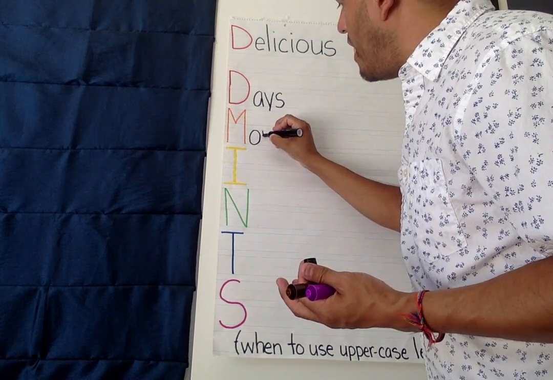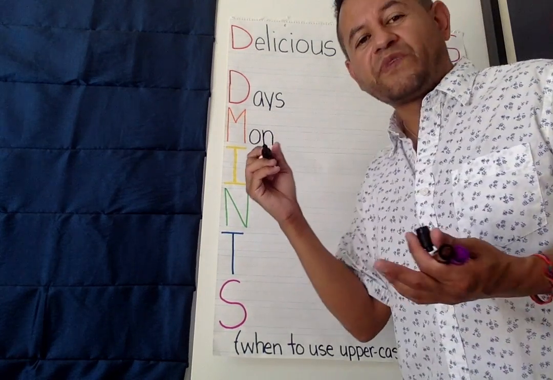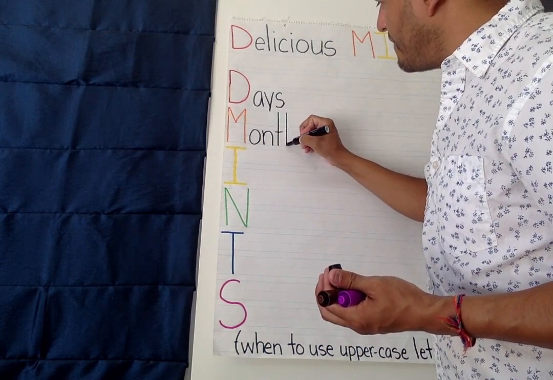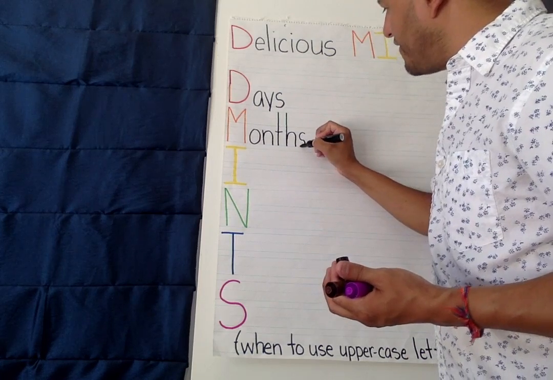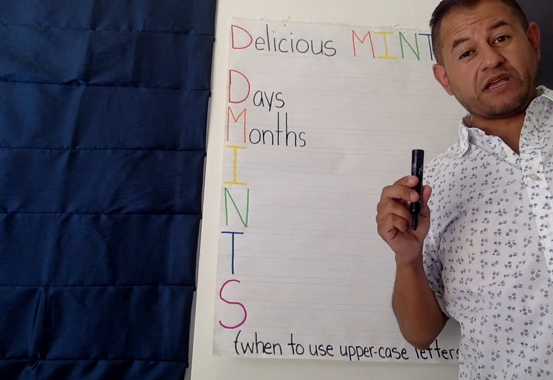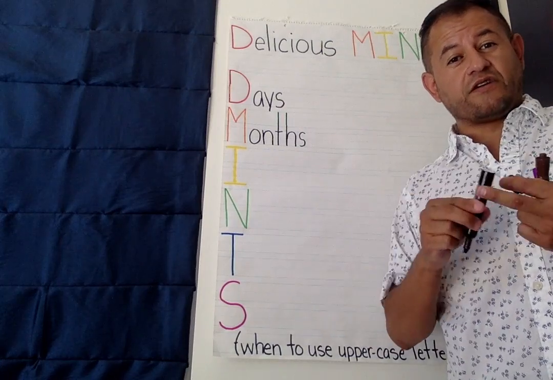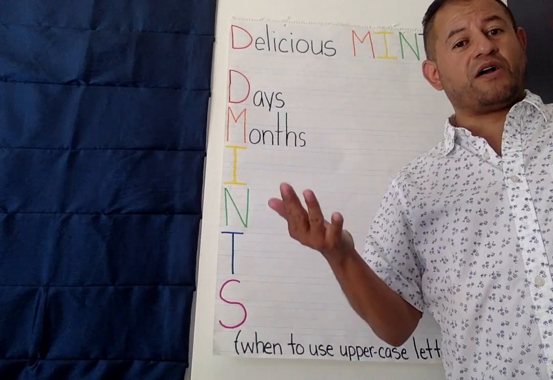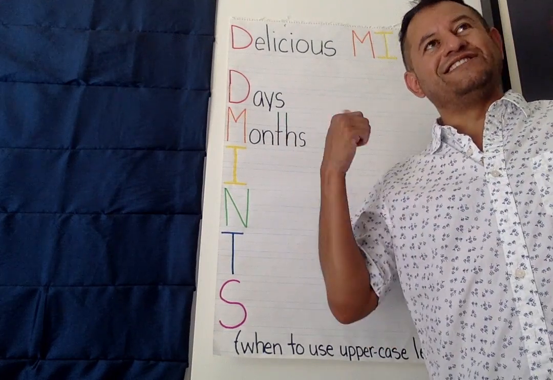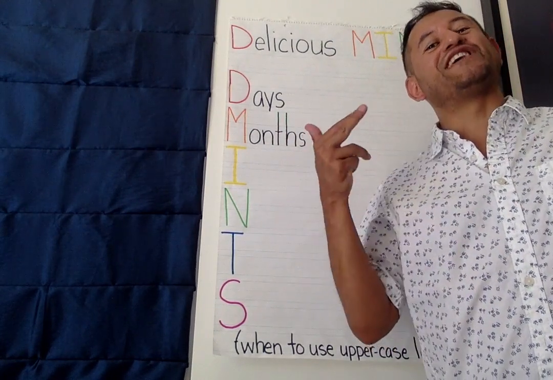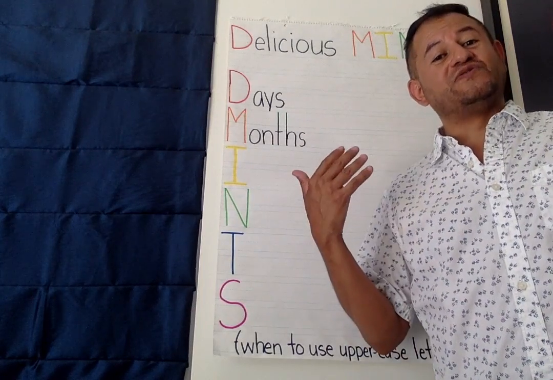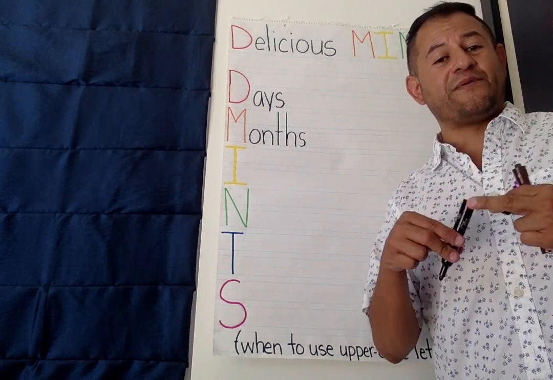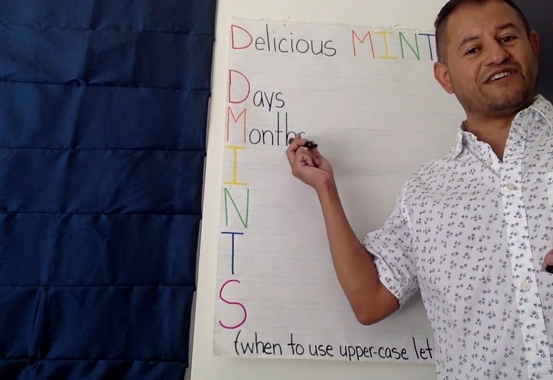Mon. We have a digraph here. Months. Okay, so we have the days of the week. We have the months of the year. January, February, March, and April, March. Oh my goodness, I lost my mind. January, February, March, April, May, June, July, and August, September, October, November, December. Those are the months of the year.